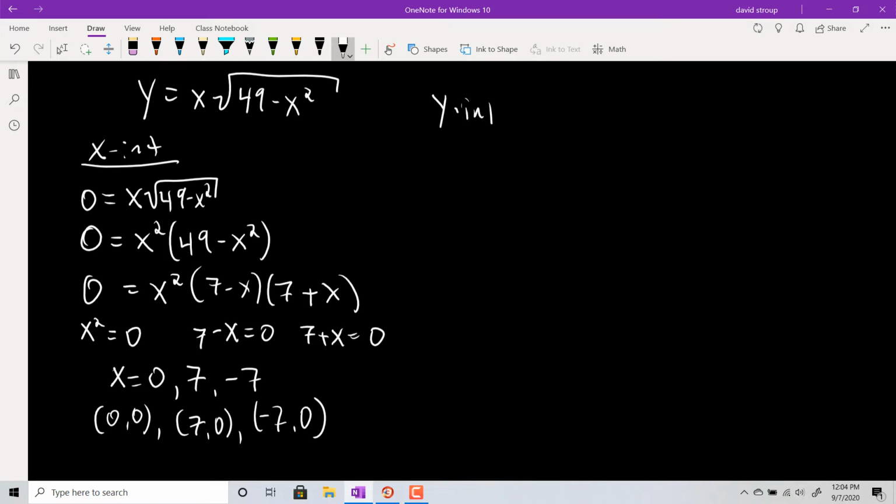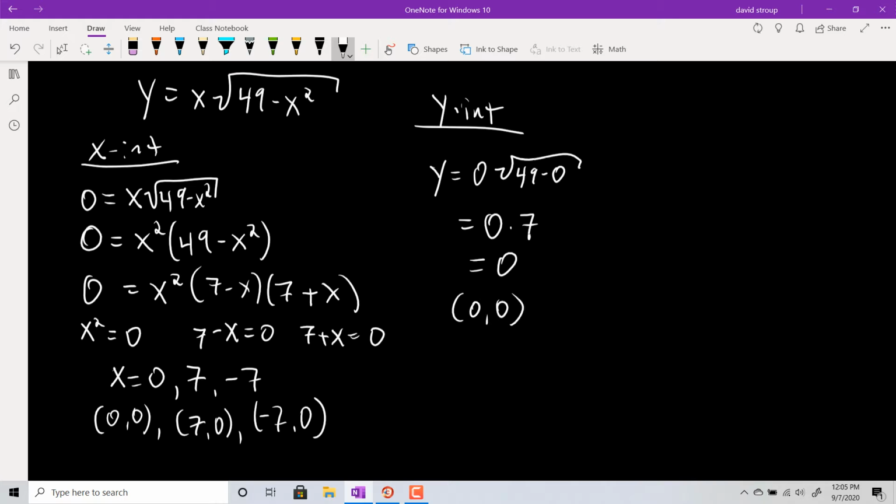Y-intercepts. So for the Y-intercept, you do what? You let x equal 0. Okay, so you'll have y equals 0 times the square root of 49 minus 0 squared. 0 squared is 0. So this will be 0 times the square root of 49, which is 7, which of course is 0. So our y-intercept is there at (0, 0).